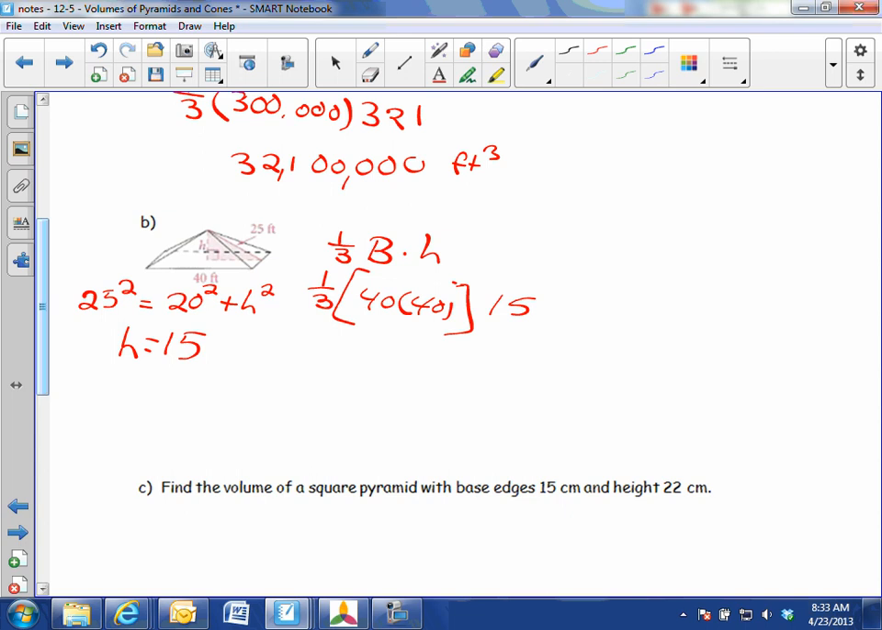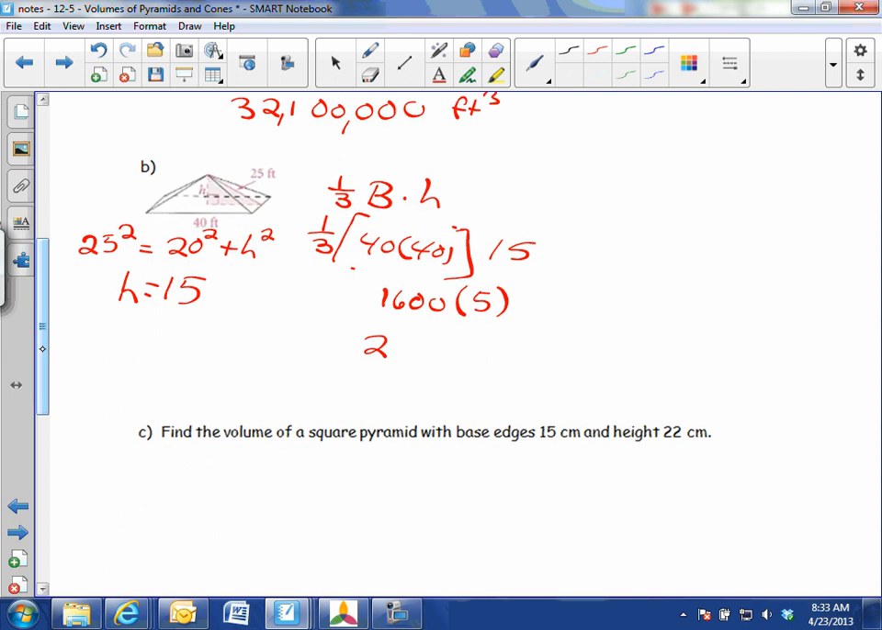So I know 40 times 40 is 1600. 15 times 3 would just be 5. 12,000. Say it again? 12,000. No, I got 8,000. 8,000? Times 5. I thought it was 15. Wait, well, I took a third of a third. 15. Oh, okay. Yes, 8,000. 8,000 sounds like more. I got 8,000. Yeah, okay. I'll take your word for it.